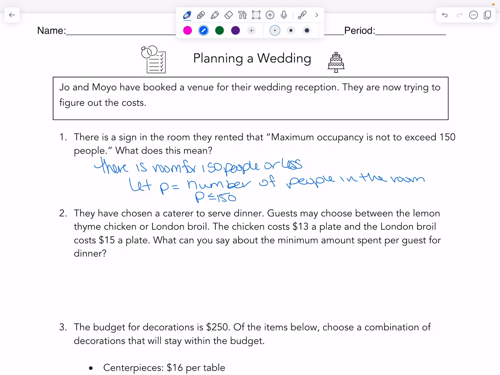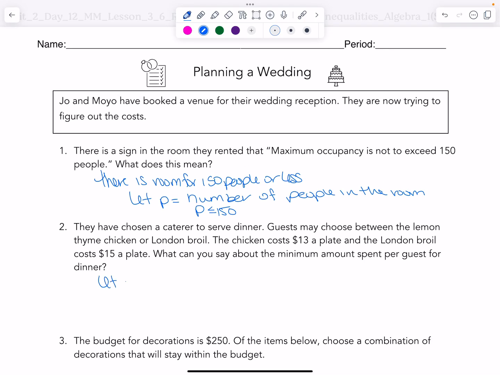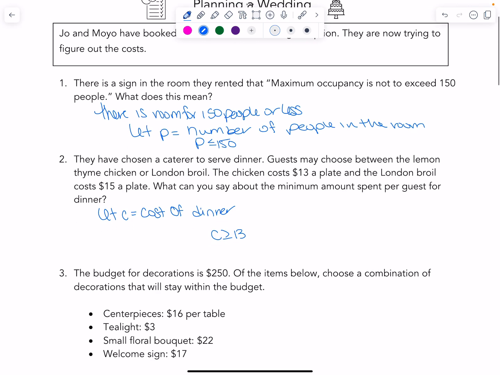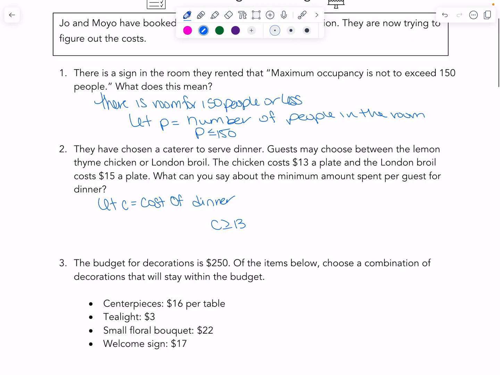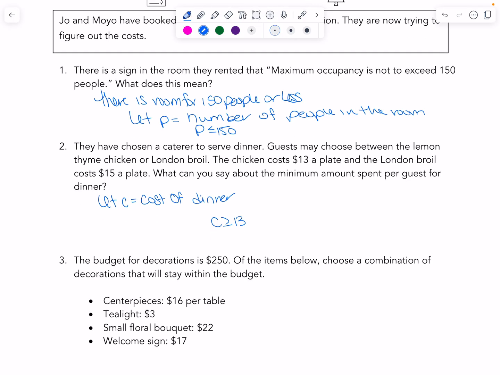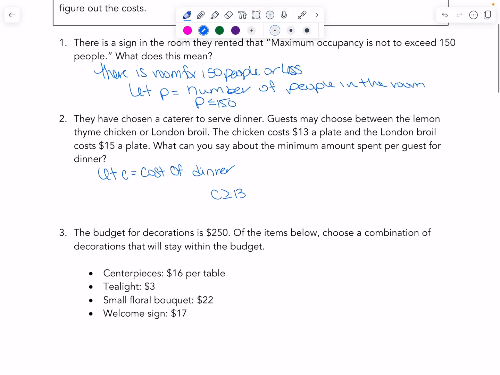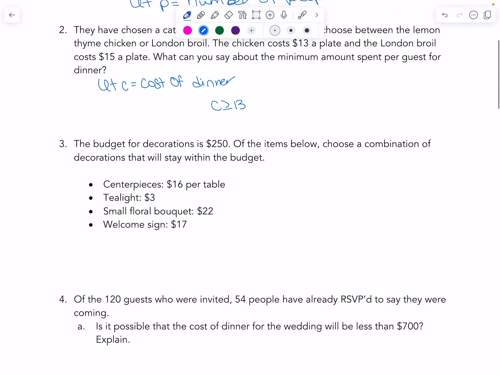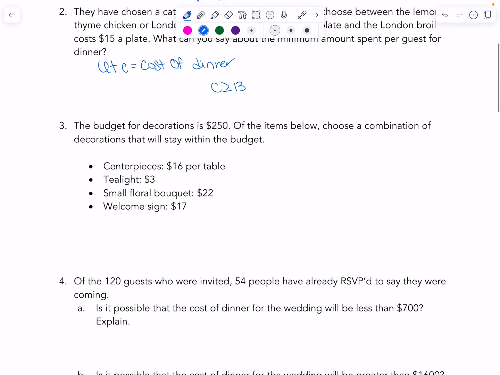Okay, so if we let C equal the cost of the dinner, C has to be greater than or equal to 13. That'd be the minimum that you would spend. People would say 0 like in class, but we're going to make an assumption that everybody has to order dinner. Okay. The budget for decorations is $250. Of the items below, choose a combination of decorations that would fit within the budget. So go ahead and pause your video.